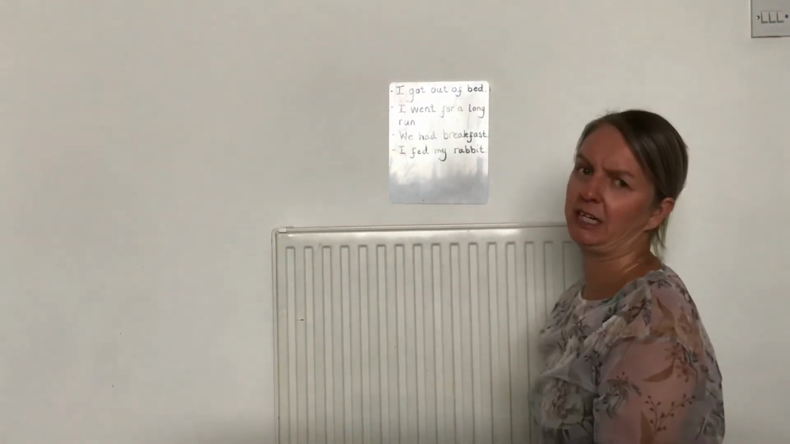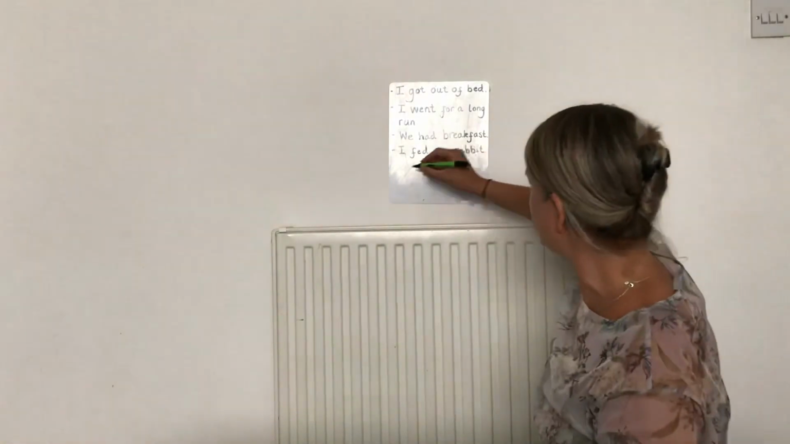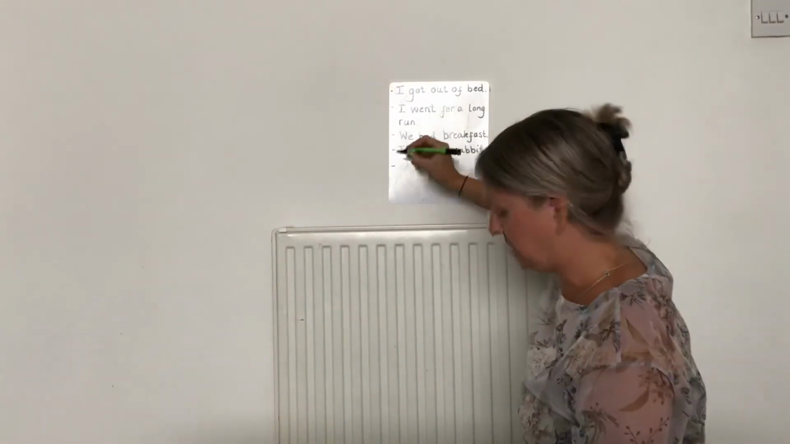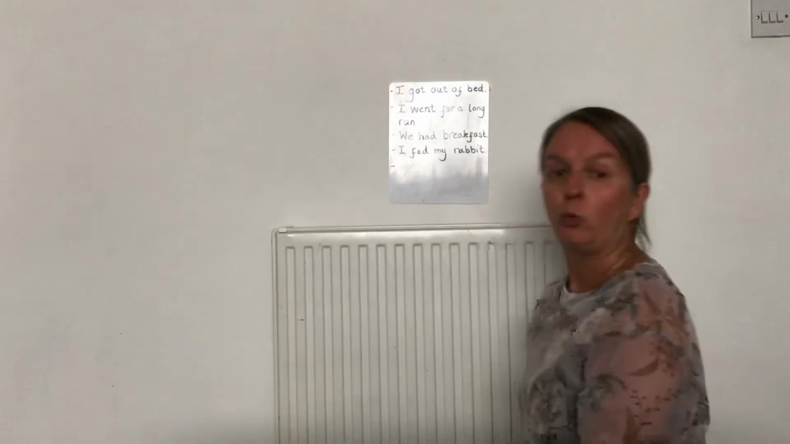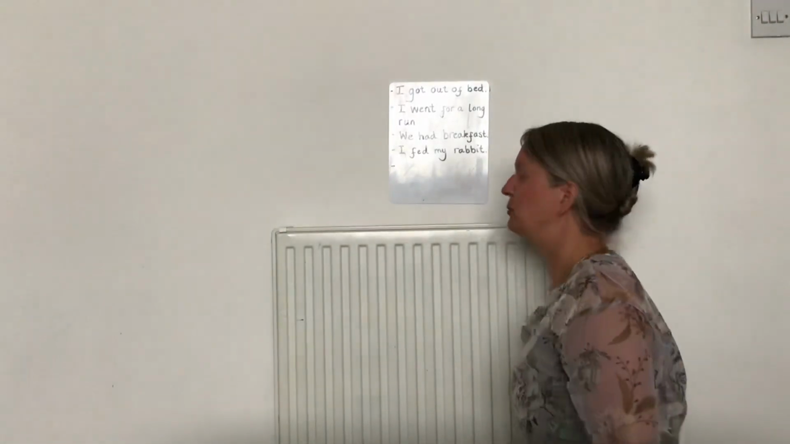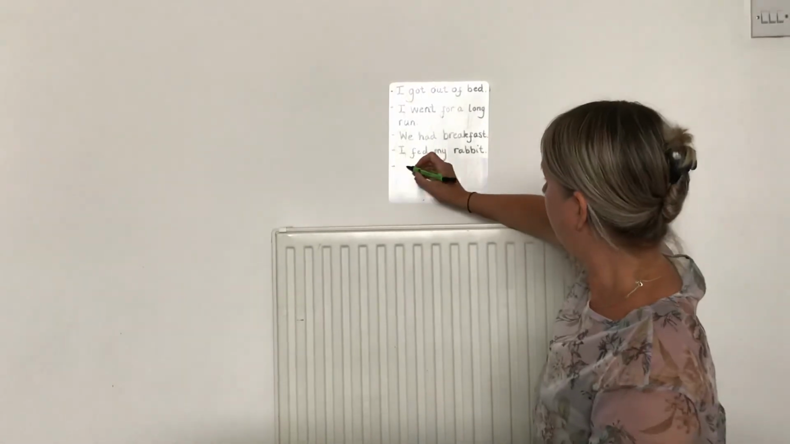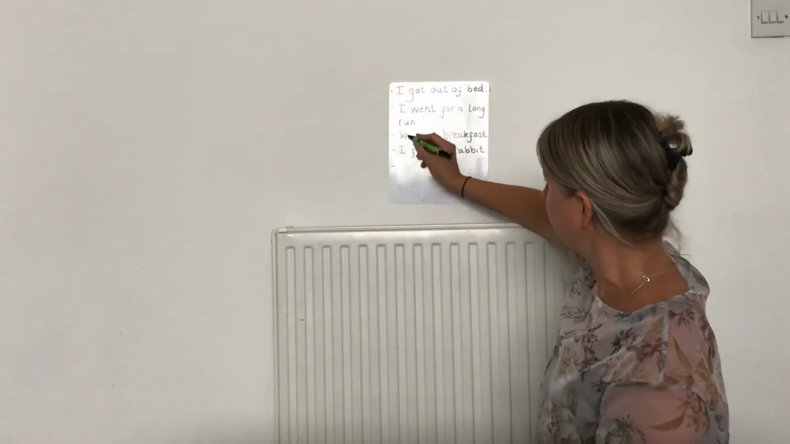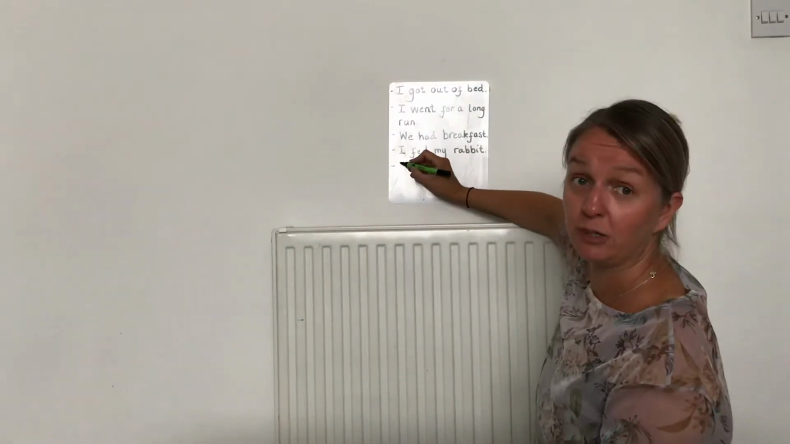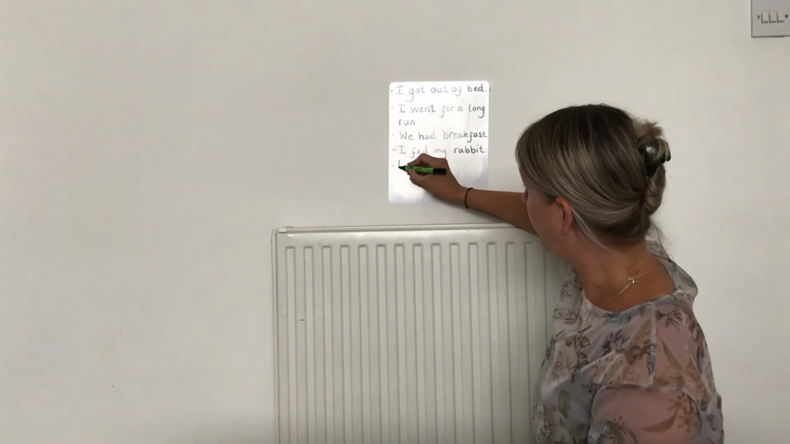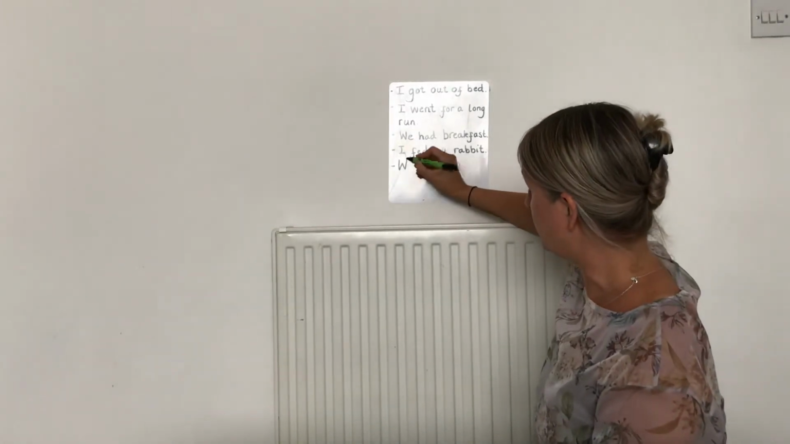Now, I'm just going to add a couple more because I have had a busy day. The next one I want to write is, we had dinner. Ooh, we're going to have curry tonight for my dinner, so I can't wait. Okay, so the first word is we. We've seen that word before and it's one of our tricky words. I know how to write that one straight away.